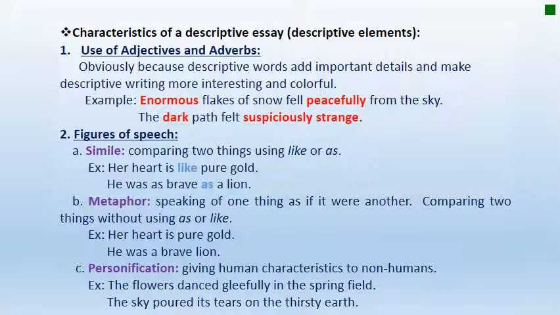Example: enormous flakes of snow fell peacefully from the sky. Okay, just notice the difference. Snowflakes fell from the sky. Descriptive writing, that would be expository. Okay, I'm looking at the sky now. Snowflakes fell from the sky. This is expository, I'm giving information. However, if I want to write it in a descriptive way, look at what I use.